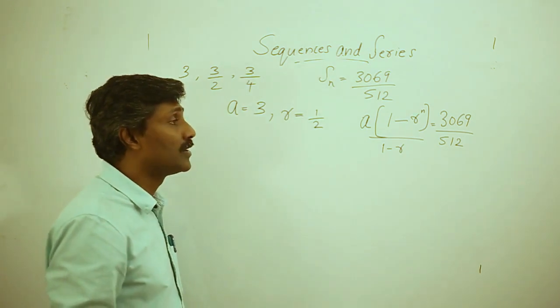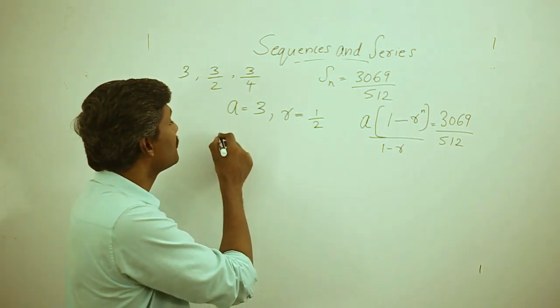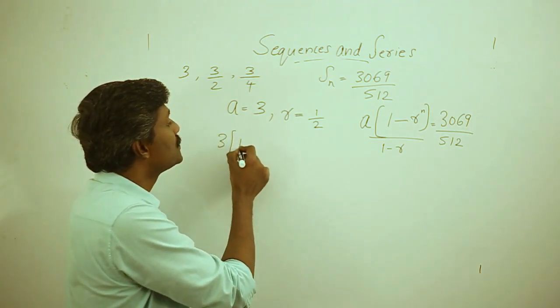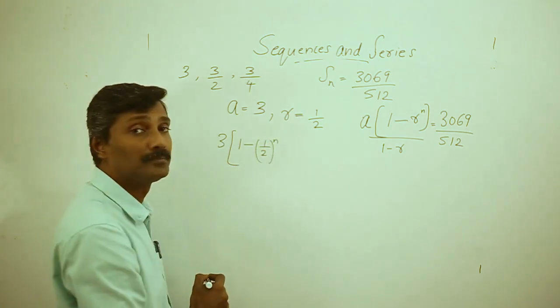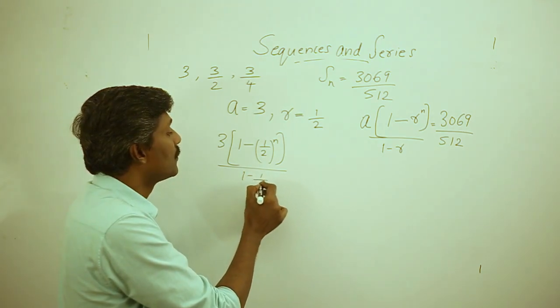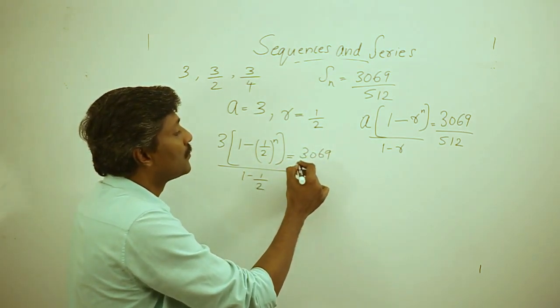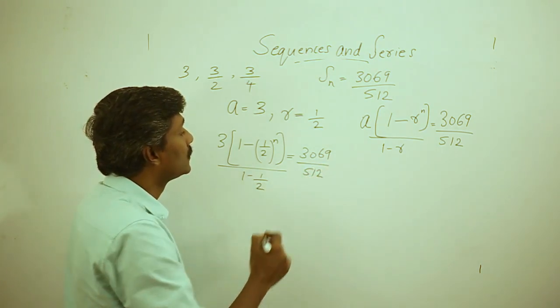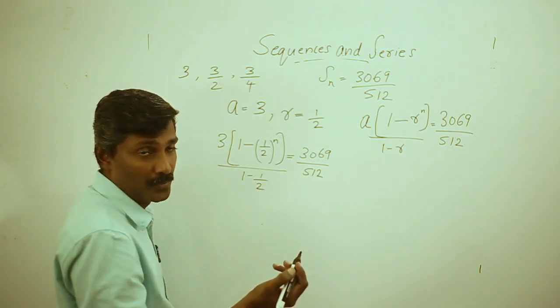Now let's substitute the value of A and R. What is A here? A is 3. So 3 into 1 minus 1 by 2 raised to n divided by 1 minus 1 by 2. That is equal to 3069 divided by 512, right? Now what is 1 minus 1 by 2? It is 1 by 2, okay?